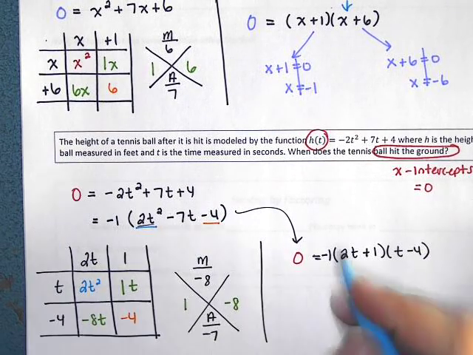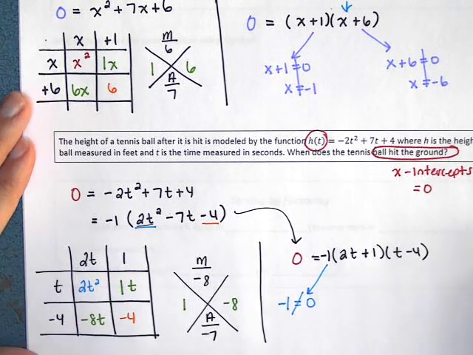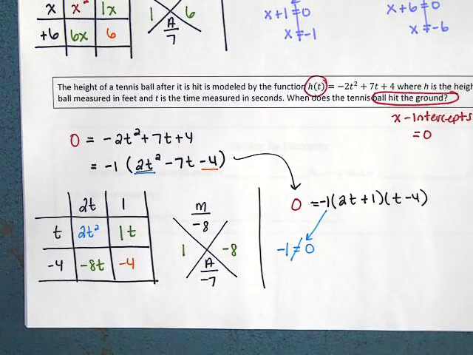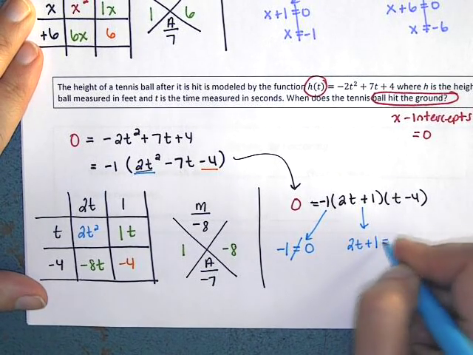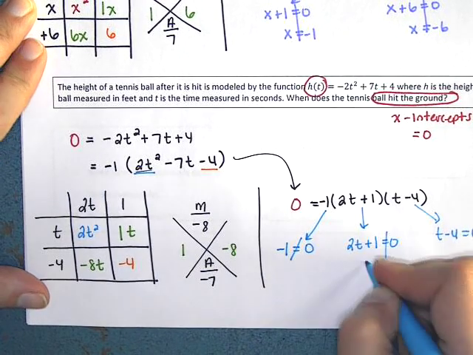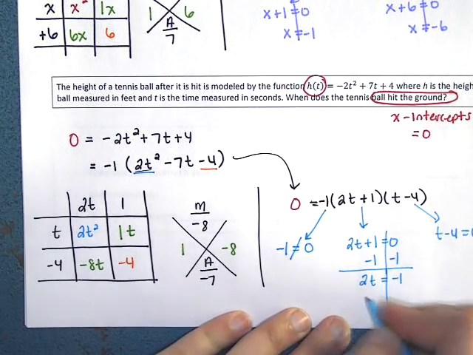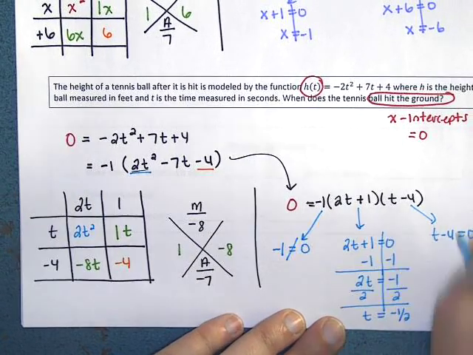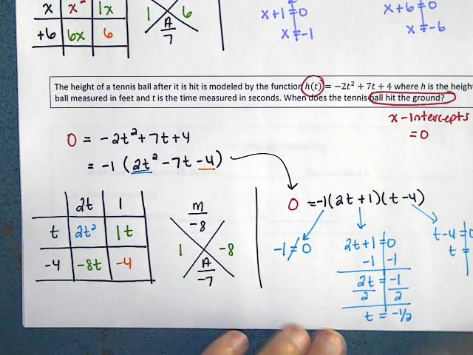Now you'll notice we have a -1 here, but because -1 is just a number, it's never going to equal 0. So even though that would be one of my factors, it doesn't really matter that it's there because -1 will never equal 0. Then I would have 2t plus 1 equals 0, and then I would have t minus 4 equals 0. So 2t plus 1, I would subtract the 1 on both sides. I would have 2t equals -1, and then I would divide by 2 on both sides to get t equals -1/2. For t minus 4, I would just add 4 on both sides, and I would get t equals 4.